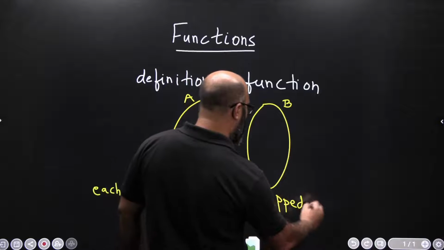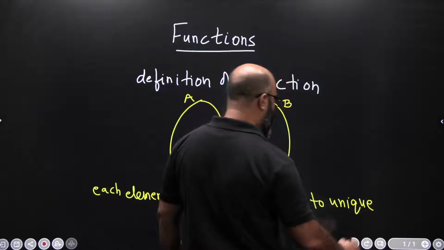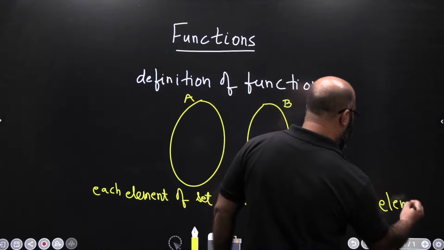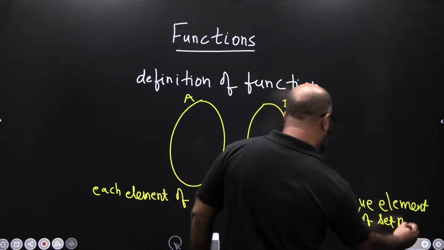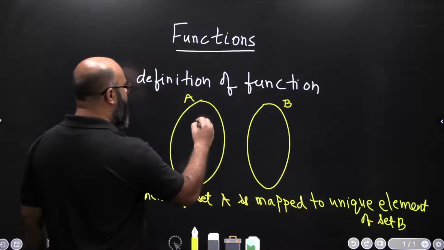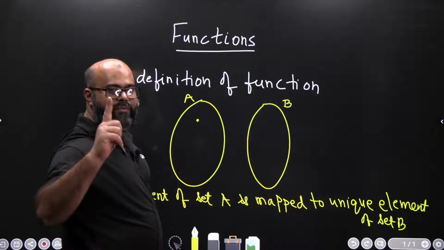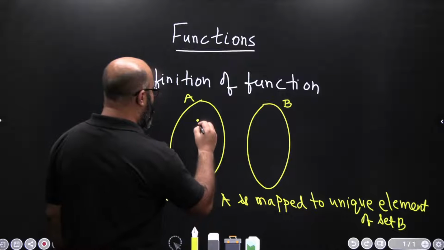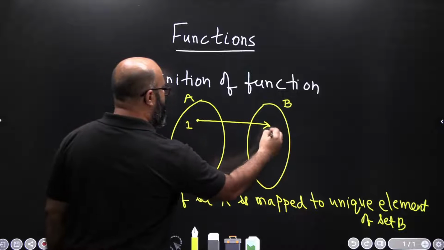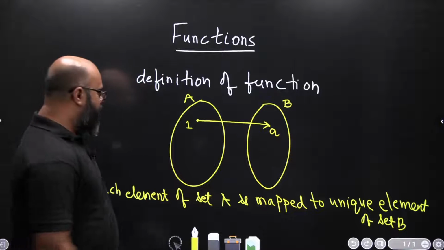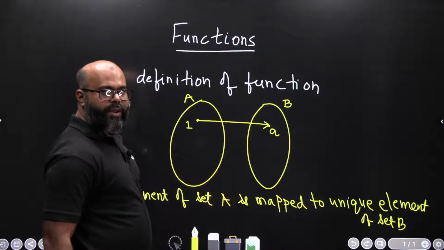What does it mean? That each element of set A is mapped to a unique element of set B. It means that for set A, you have only one available mapping in set B. That means you can't have two images, you will always have one image. For example, if 1 has the image A, you can't say that there is another image B which is also an image of 1.